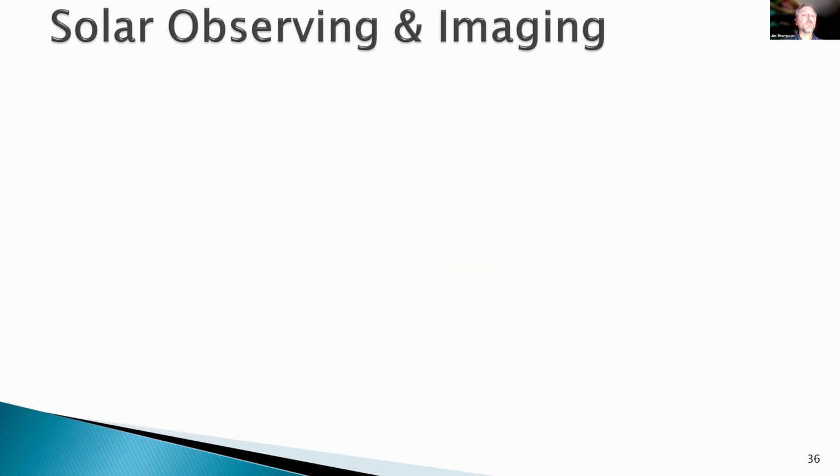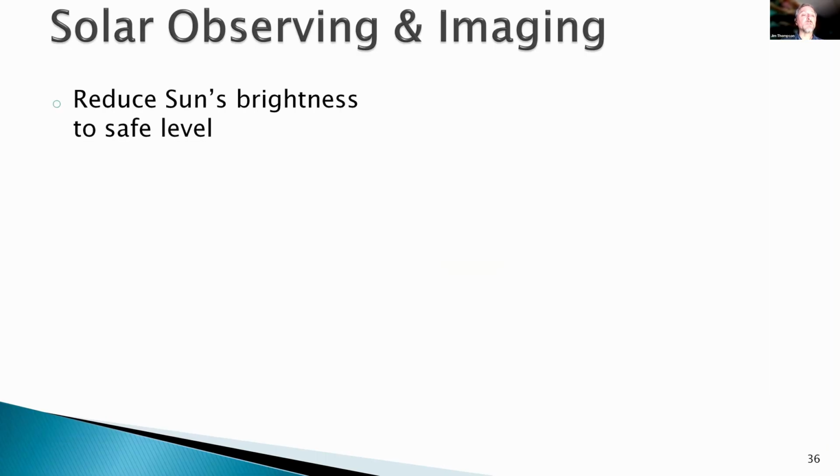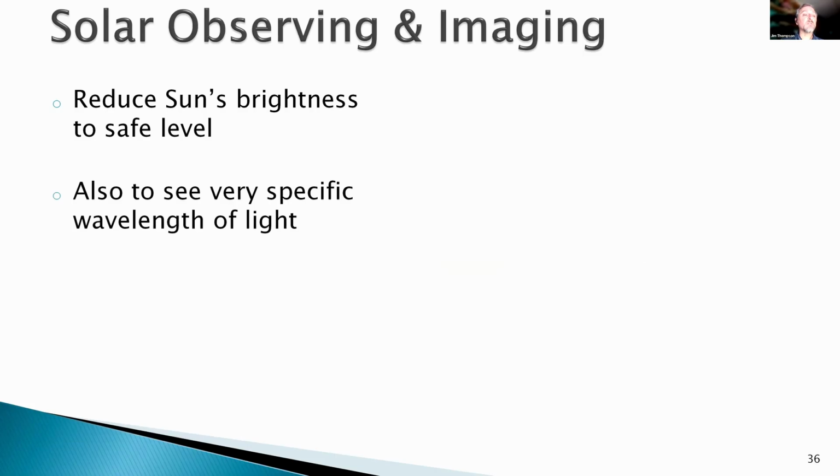The last special filter category to discuss are those meant for solar observing and imaging. The main purpose of these filters is to reduce the sun's brightness to a safe level for observation. They are also used to isolate very specific wavelengths of light to highlight different aspects of the sun's various layers.